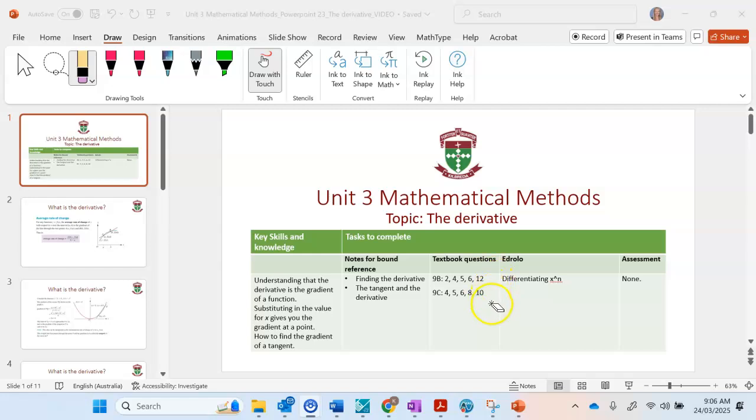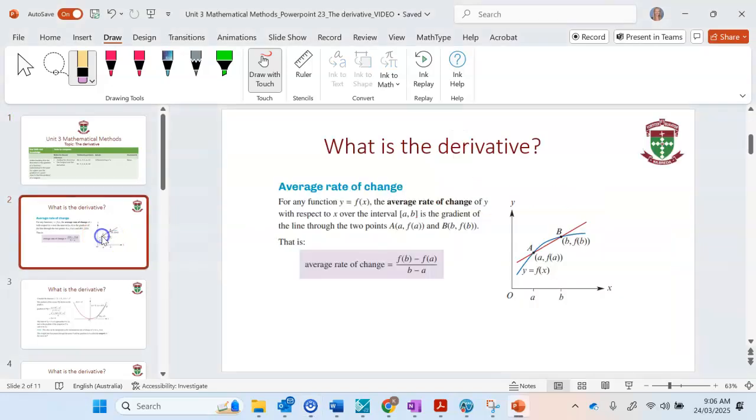And we're also going to go over the tangent, what it means by tangent, and then we've got some questions to practice. And if you need extra support, you can watch the Ed Rollo video, or watch the Ed Rollo video and this one together. Do them both. The more you know, the better you're going to be.